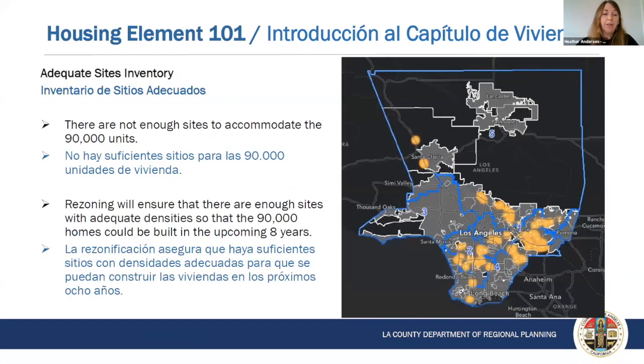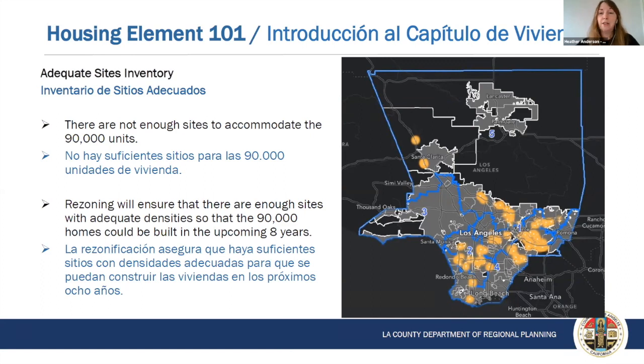As part of the housing element update, the county needs to show that there is enough land in the unincorporated communities where the 90,000 homes are allowed to be built under current land use and zoning. This task is called the adequate sites inventory. Sites included in this inventory must meet several requirements, including a minimum allowable density. These sites also must be developable and have the potential for more homes to be built compared to what is currently on the ground.